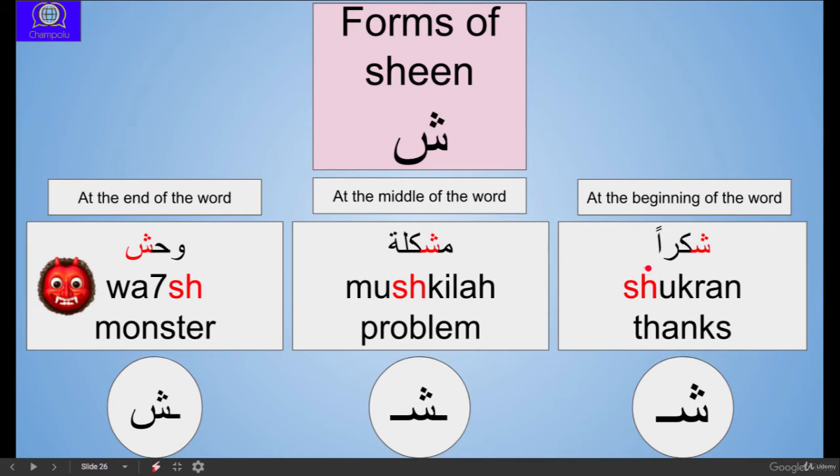For example, in the word like shukran, which means thank you in Arabic, you'll find that the letter Sheen occurs in the beginning of the word, therefore it takes the initial form. When it comes in the middle of the word, like in the word mushkila, which means problem, you'll find that it takes the medial form. When it comes at the end of the word, like in the word wahsh, or monster or beast, you'll find that it takes the final form of the letter Sheen.